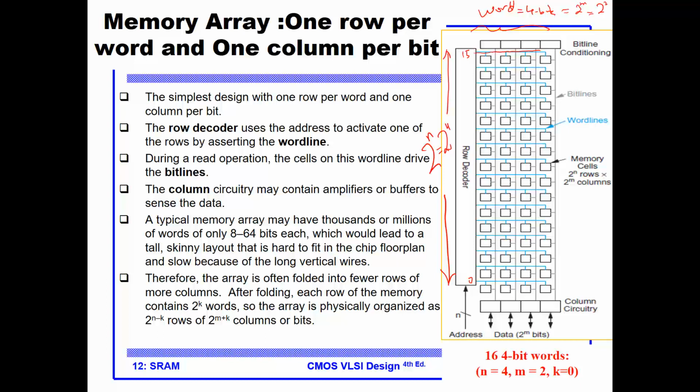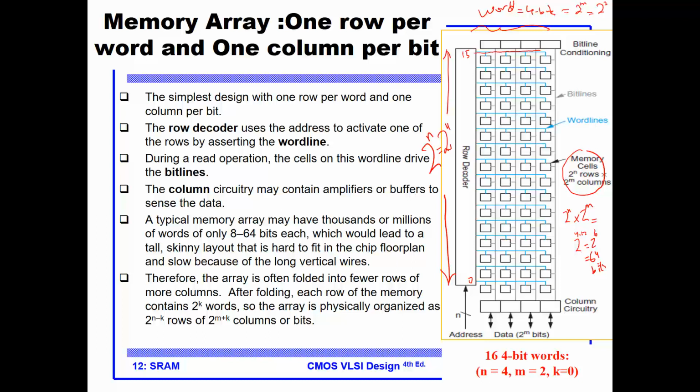And therefore, you can see easily that the size of the memory equals 2 to the n rows times 2 to the m, all right? That gives you the size in terms of bits. So in my example, 4 plus 2, that's equal to 2 to the 6, which is equal to 64 bits that can be stored in this memory.